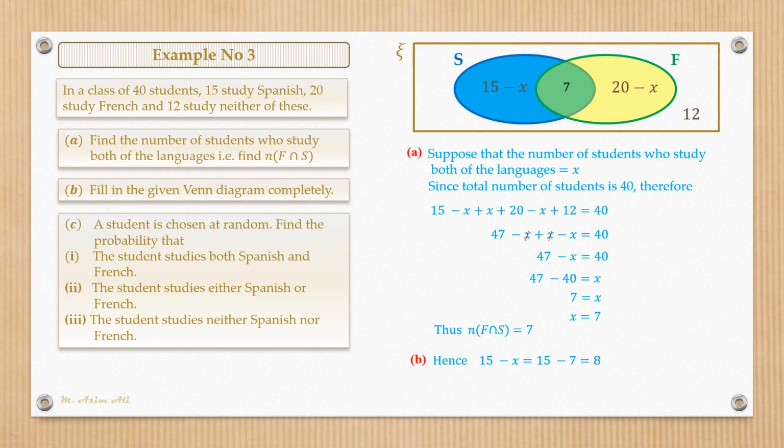So we will replace 15 minus X by 8, and then the students who study French only are 20 minus X. We will put the value of X there also. 20 minus X, we will replace X by 7. So 20 minus 7 will be 13. So there are 13 students who study French only. So we will replace 20 minus X by 13. B part is done now.